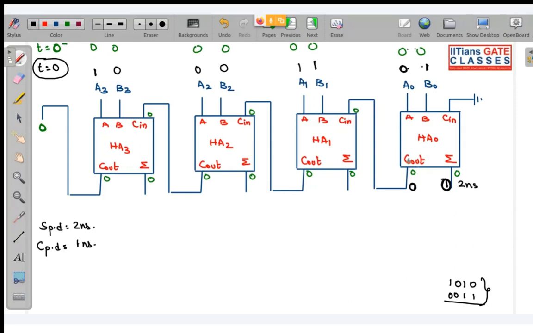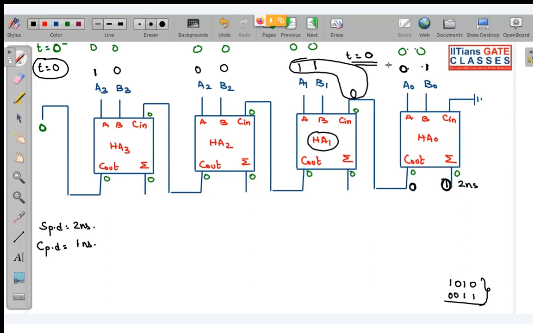So this C out is basically the output of this half adder. And there is no transition in the output, so there is no propagation delay. So that means this 0 is present from t equal to 0 only. So all the inputs of this half adder are present from t equal to 0.